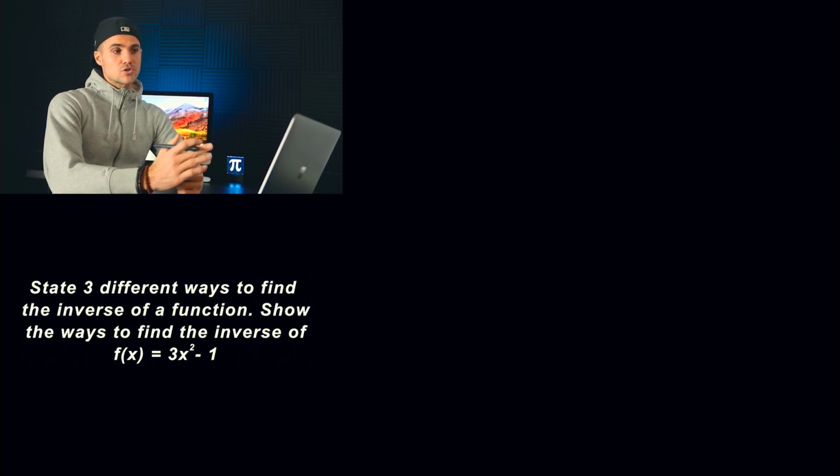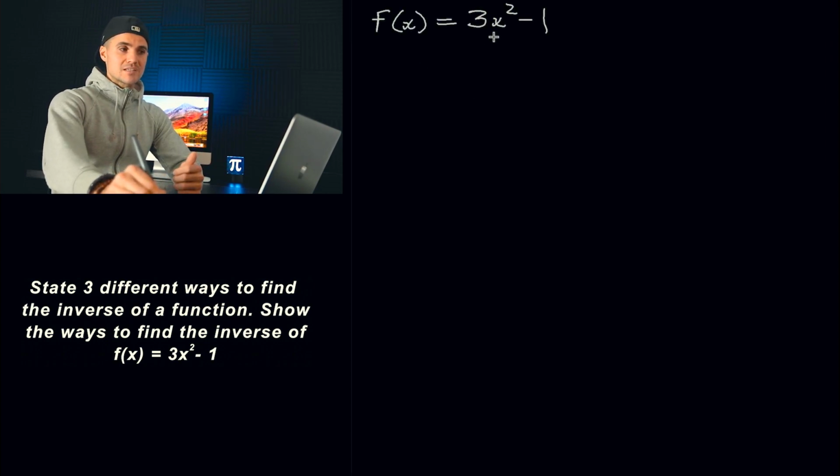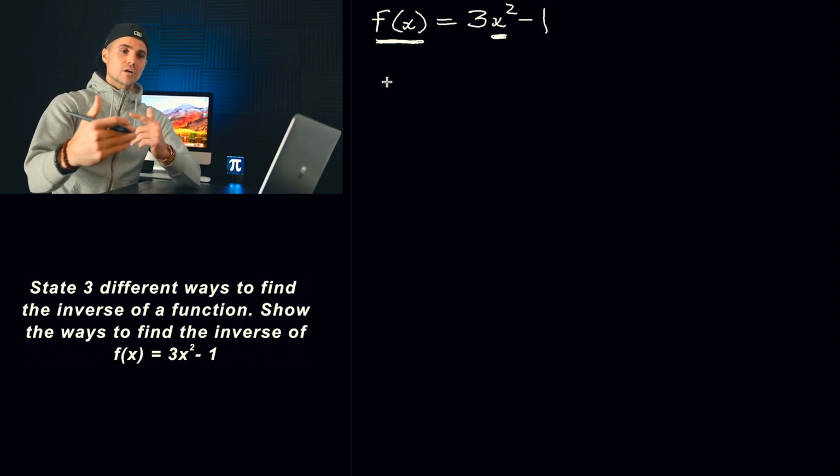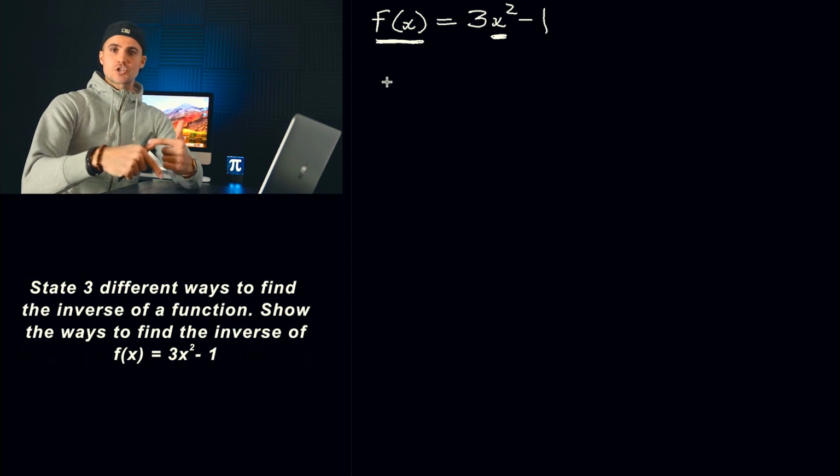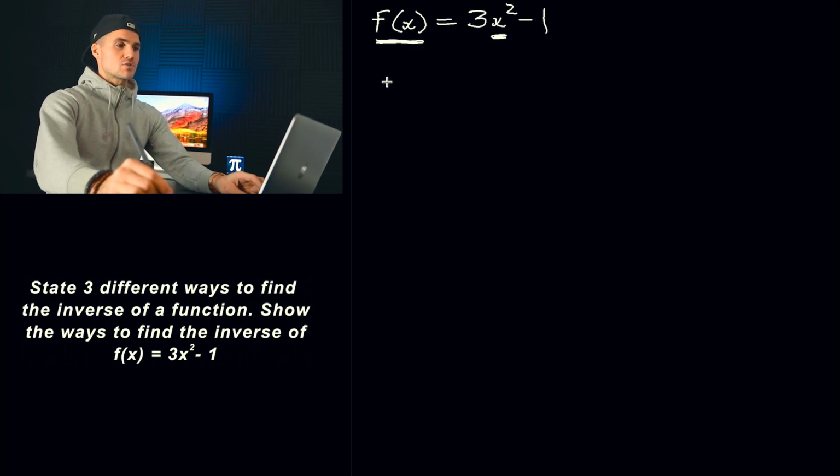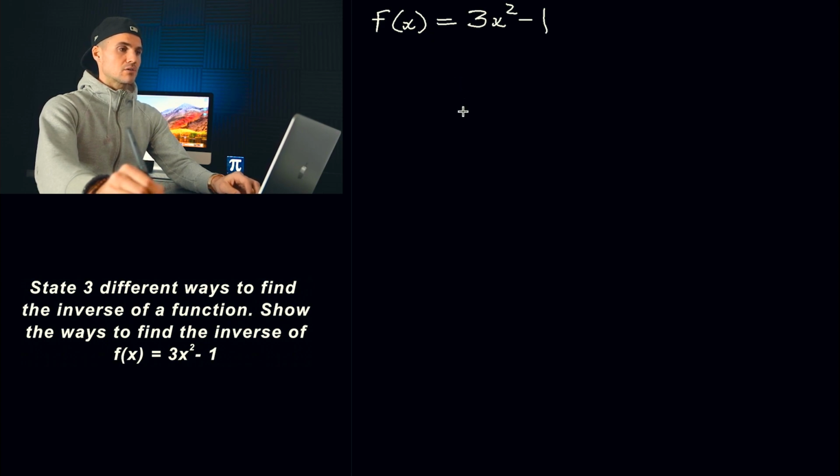And then we could also do it with words, where we describe what's happening to this input x to get this output f of x, or this output y. And then for the inverse, we're going to be going backwards and switching all of the operations. So I'm going to go through all 3 methods in this particular example. Let's start off graphically.